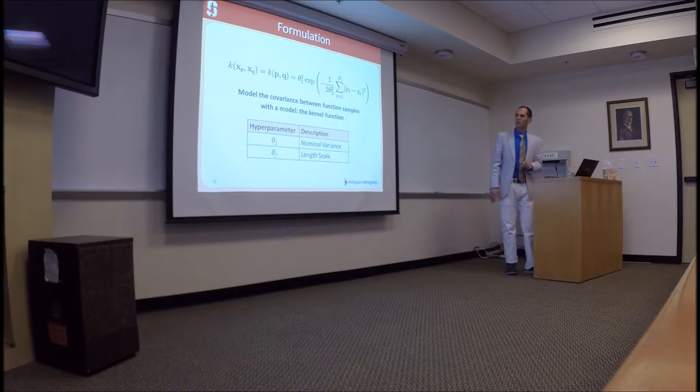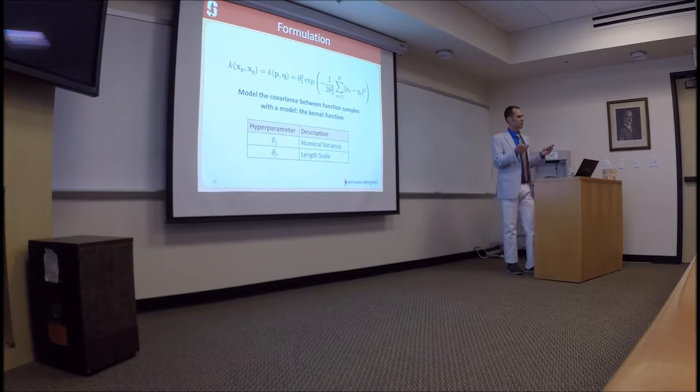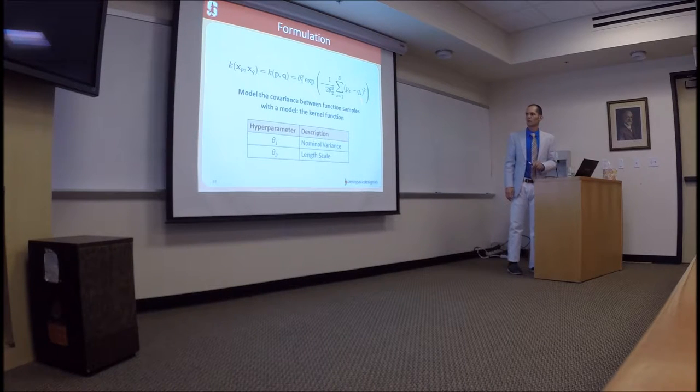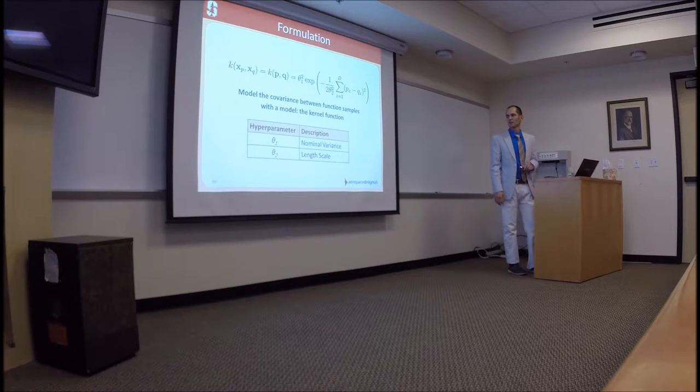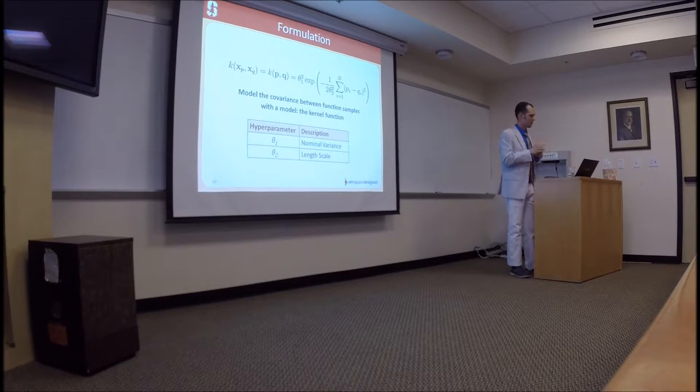Deep inside Gaussian process regression, we make an assumption about the relationship between functions, only based on their locations in the design space, here noted as XP and XQ. A typical model that people use in Gaussian process regression is the squared exponential model, which I show here. You'll notice that there's two parameters left over, theta 1 and theta 2. Theta 1 is the nominal variance of the problem, about how much behavior you might expect to see in the function as you move around in the design space. Theta 2 is the length scale, and it describes about how close you need to be between two function values in order to see an effect.